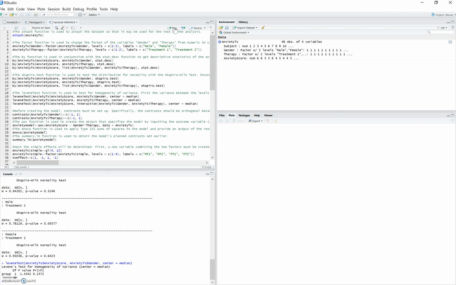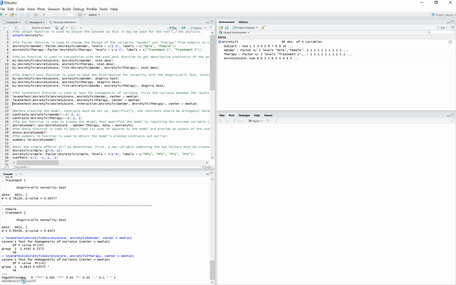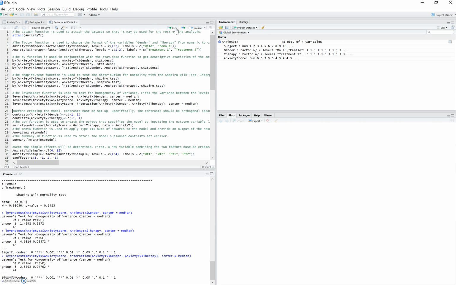So when running the Levene test with gender as the grouping variable, it is not significant. However, when running it with therapy, it is significant. And then also, it is significant when running it with the interaction. So the assumption of homogeneity of variance and the assumption of normality for all of these groups is not met for this specific data set.